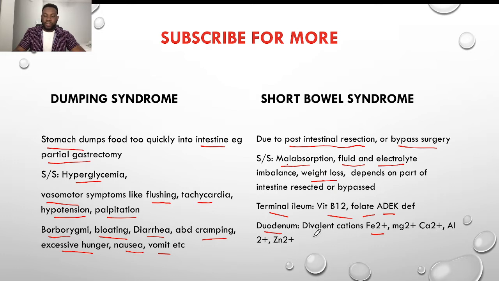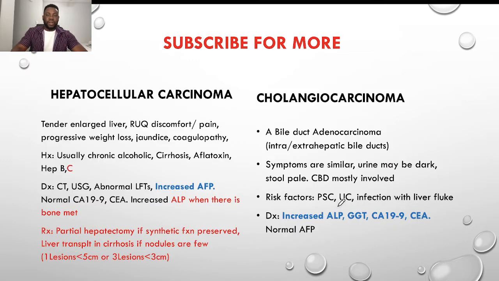They may also have deficiency of vitamin C, also if the duodenum is affected. And we know the signs of vitamin C deficiency, scurvy, and so on and so forth. All right, let's look at the next things that critically can confuse us. We have hepatocellular carcinoma and cholangiocarcinoma.